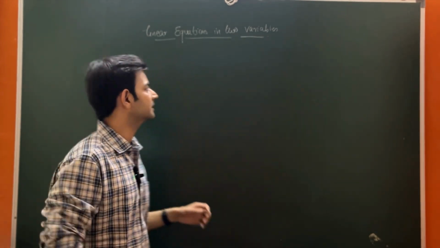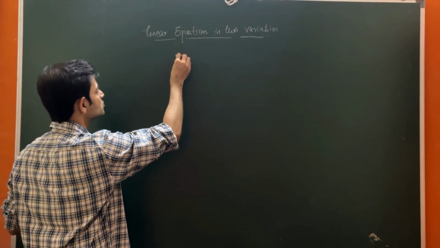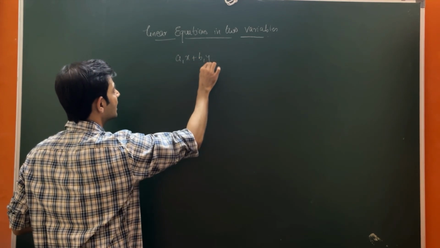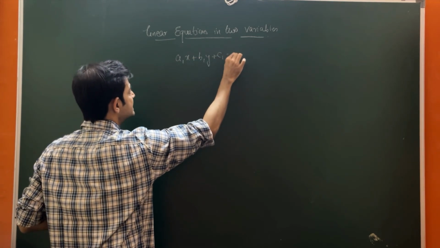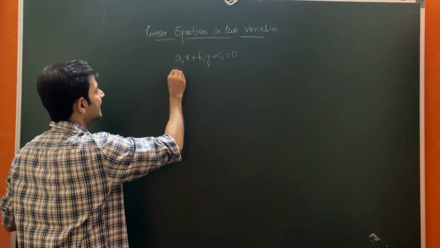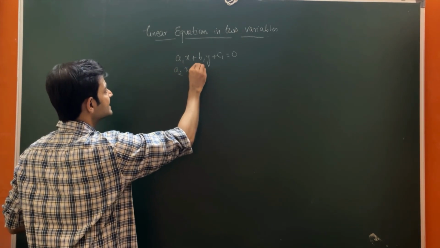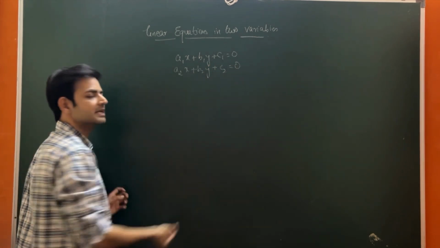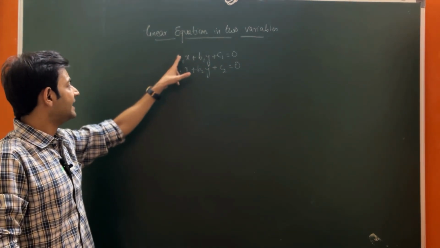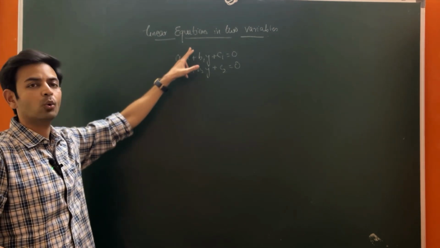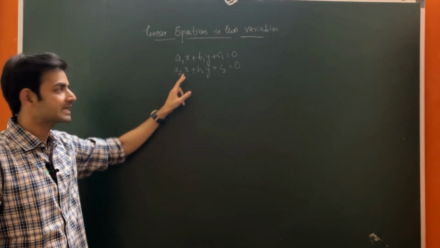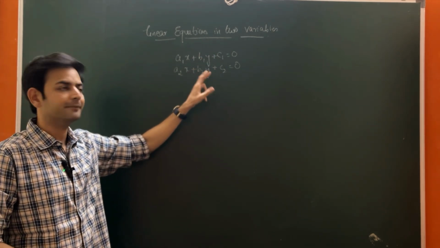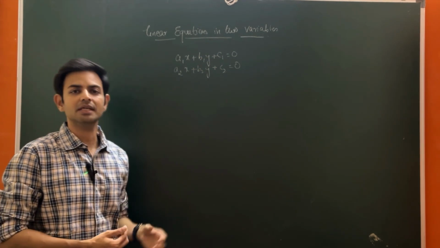So for example, the general form of linear equations in two variables are a1x plus b1y plus c1 is equal to 0, a2x plus b2y plus c2 is equal to 0. Here a1 and a2 are the coefficients of variable x, b1 and b2 are the coefficients of variable y, and c1 and c2 are the constants.